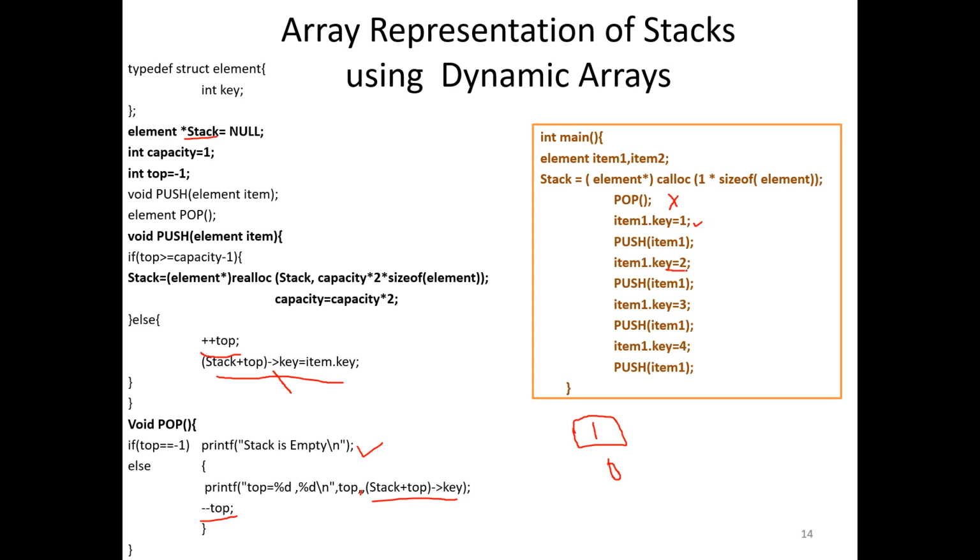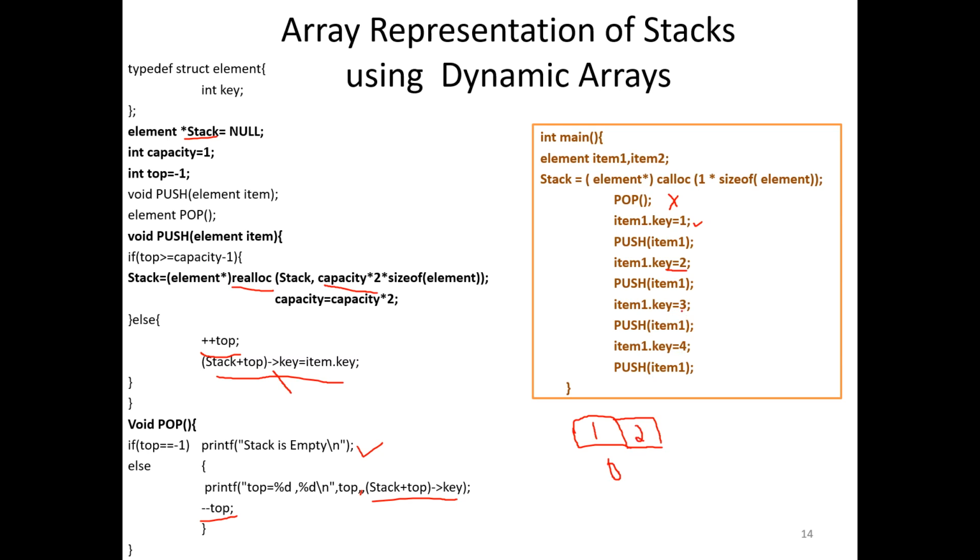We'll go for pushing 2. Can I push the element? See, is the top value greater than that? No, that means we have to double it. Earlier capacity was 1; now make it double, 1 into 1 plus 1, which is 2. So this is the new size of the array. Because of the realloc function, it doubles the capacity. Capacity was 1, now it is 2. There is still space, so 2 can be pushed.